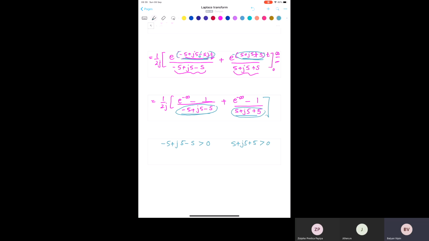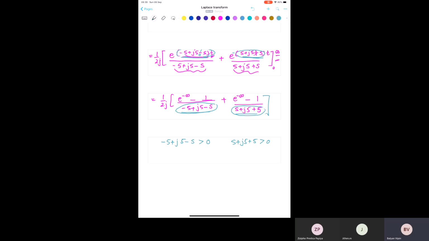So if you make sure of it in that way, and I find the region of convergence from here, you can see s should be less than minus 5 plus j5, because I take this s to this side, and from here s should be greater than minus j5 plus 5. So this is the region of convergence. We found it by thinking about what should be positive and what should be negative.